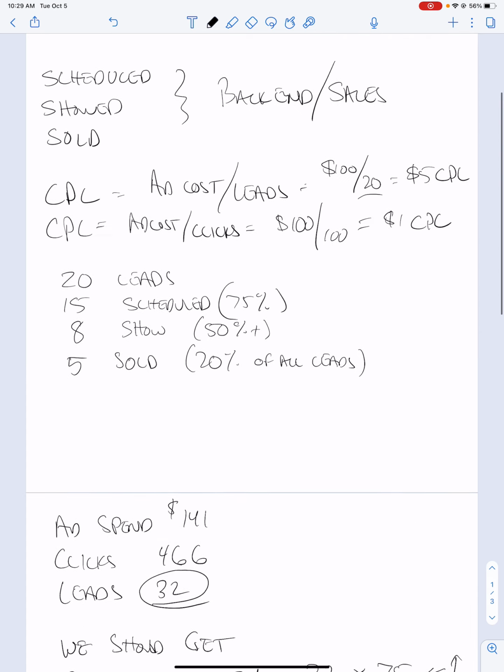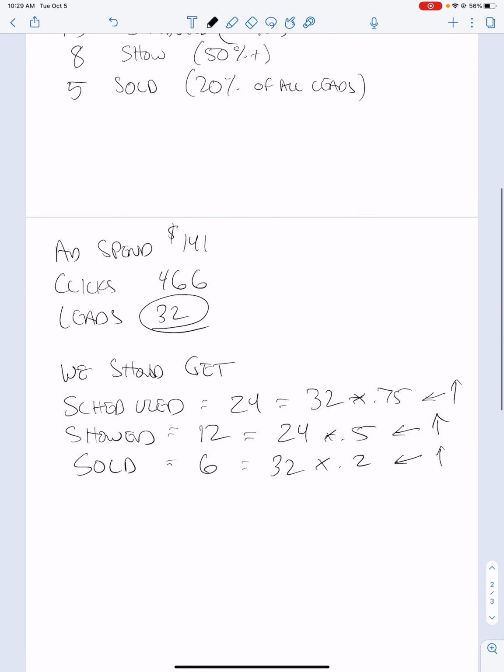So that's how this math works. If you know that we spent $140 and got 32 leads, we should come up with 6 signups. When we're talking about how many signups we should be getting per week, or per quarter, these are the numbers that matter and how you can dictate that.